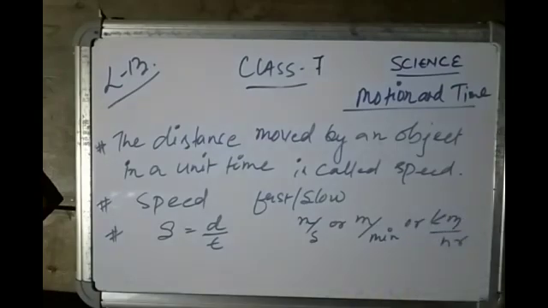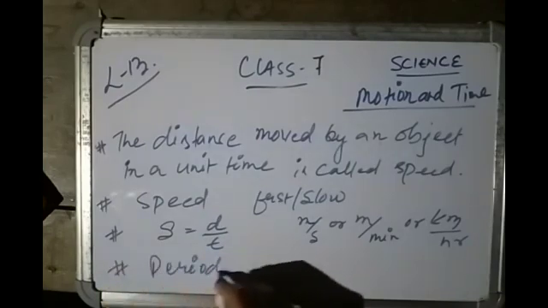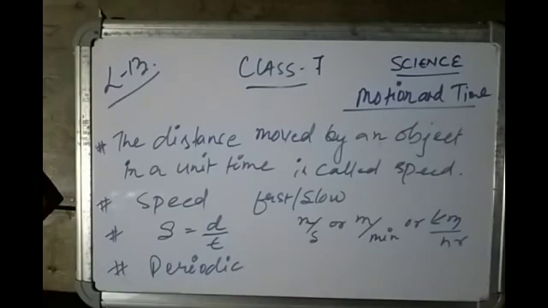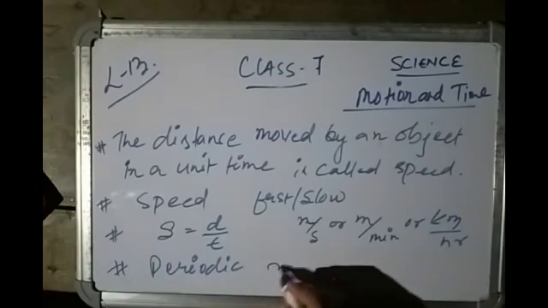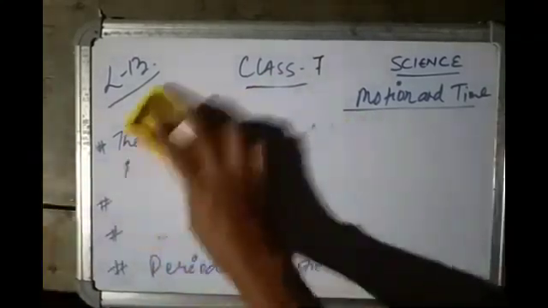Then periodic events are used for the measurement of time. The periodic motion of a pendulum has been used to make clocks and watches. So clocks and watches are the refinement of periodic motion, or refinement of the pendulum. So the clocks and watches that we are using today are the refinement of the pendulum or periodic motion. So this is the summary of today's lesson.